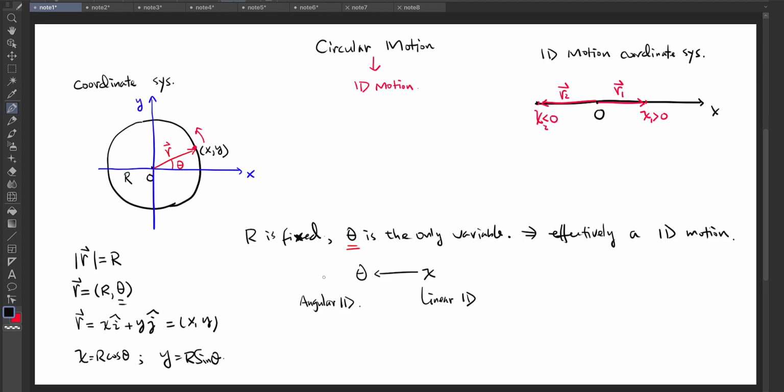So now let's think about the coordinate system requirement. Because we have an origin in the linear 1D motion, we know that if the object is to the right side, then that coordinate is positive. So now the question is, do you have a similar definition in the angular 1D motion? So now the answer is yes. Okay, so here's the convention. Now we're going to use this x-axis as the reference line.